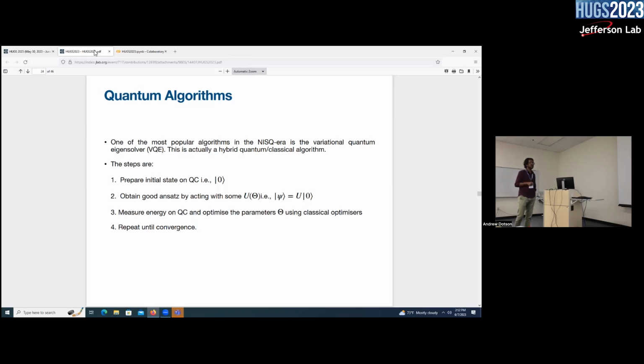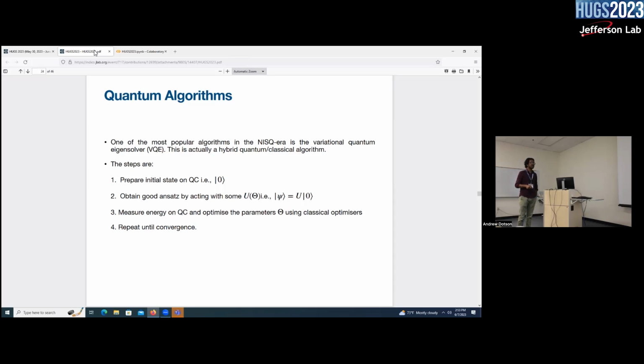So this is a hybrid algorithm, and it has some steps which are mentioned here. We prepare some initial state on a quantum computer. Say it can just be a lot of qubits, and everything can be in the 0 state. Then we want to obtain some good ansatz by acting with some unitary operator, which depends on capital theta, some variational parameters which we can tune. So the psi, which is the ground state ansatz, is given by U acting on 0. We started with 0 and we ended up with psi.